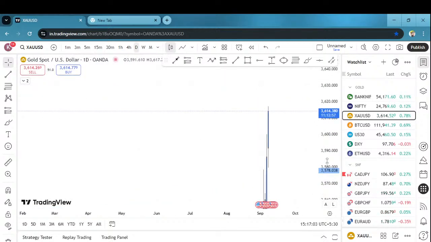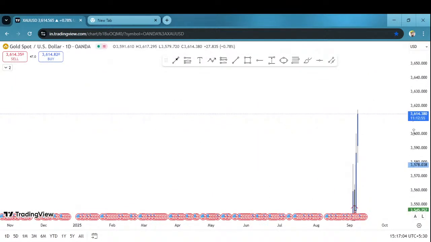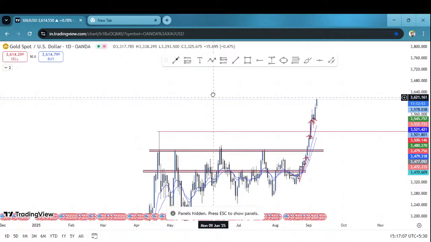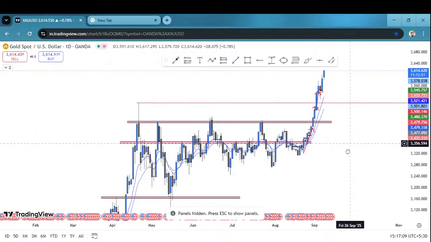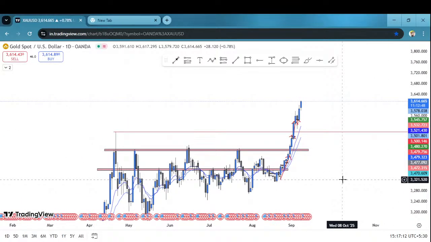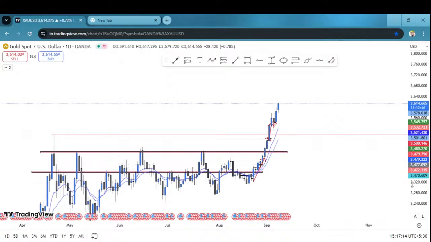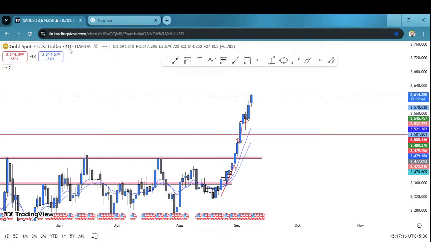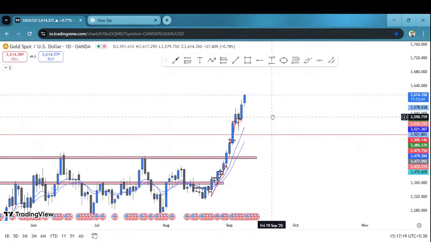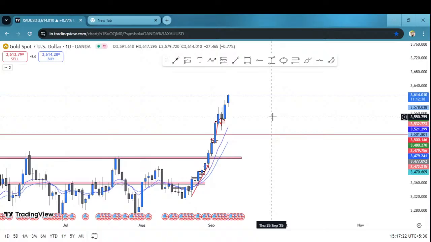Let's check on gold. Okay, as we all know, gold is super bullish. You could have planned some trades and executed on it as well.